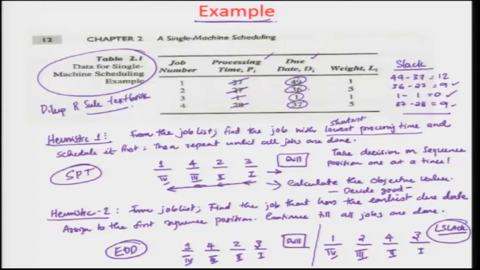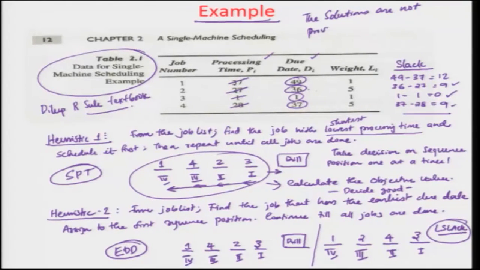So this is what we call a heuristic, where all these solutions are not provably optimal. Okay. We cannot really prove that the solutions are optimal. That is the most important part of such an approach in this regard.